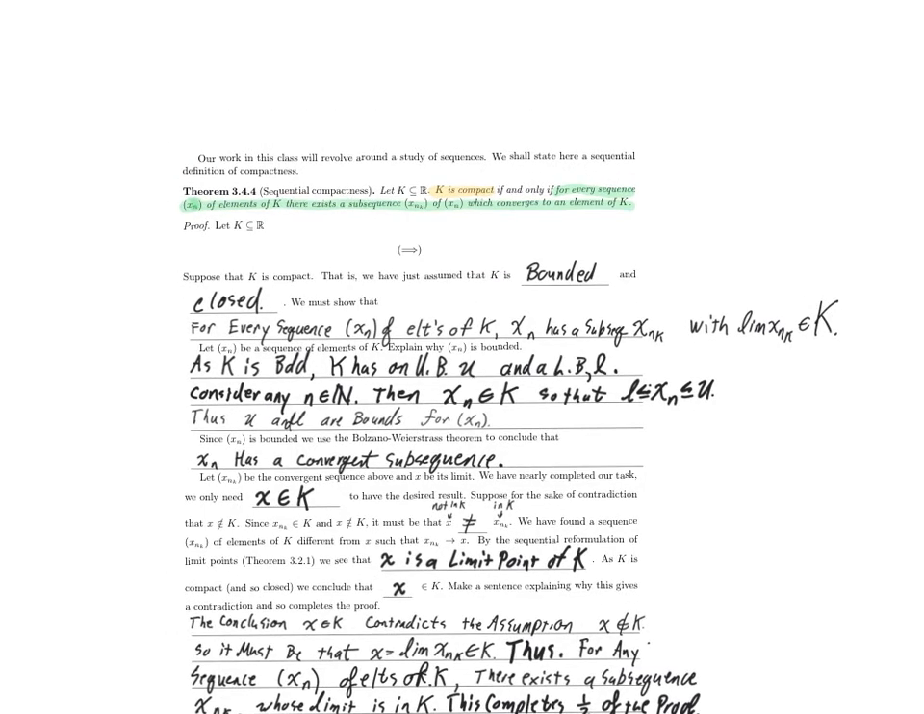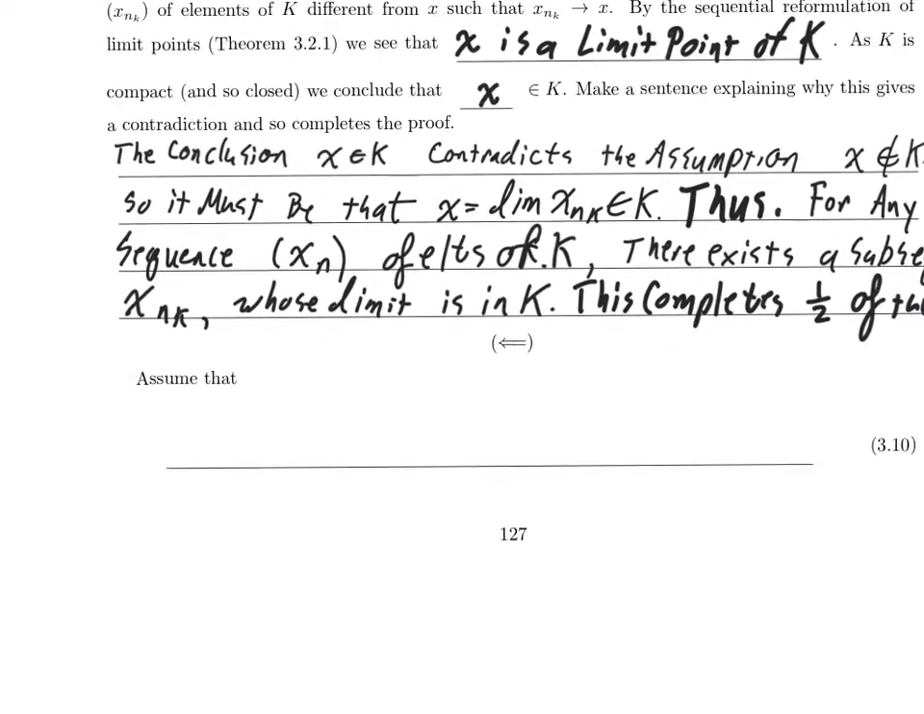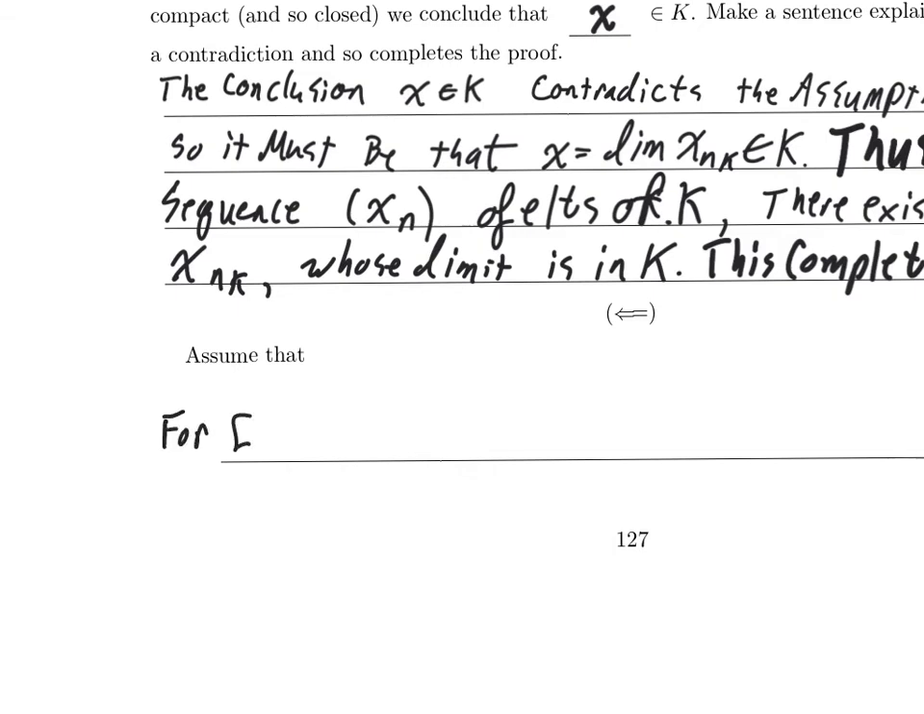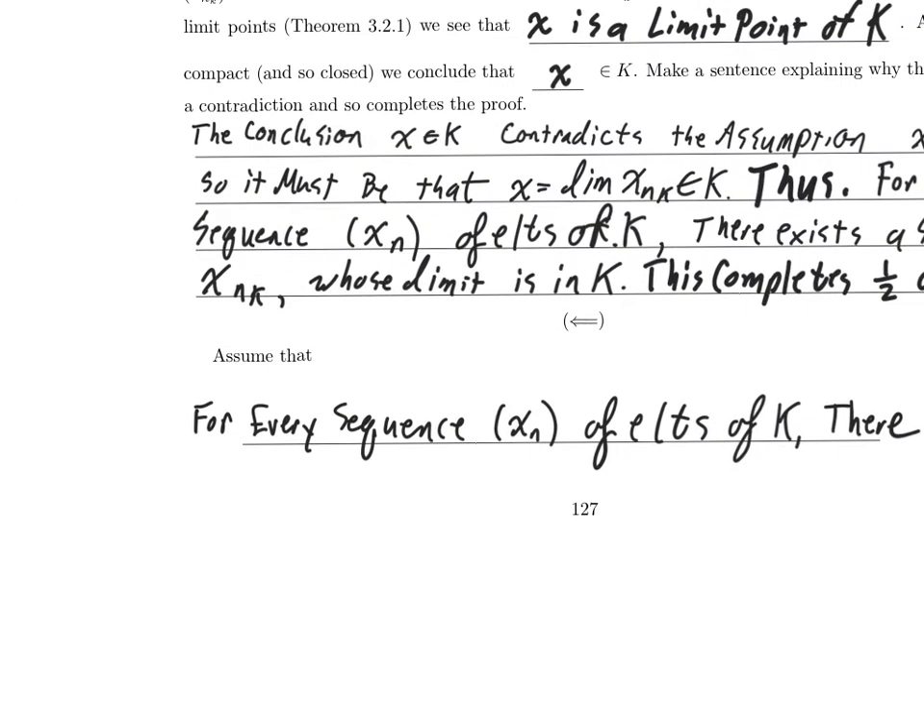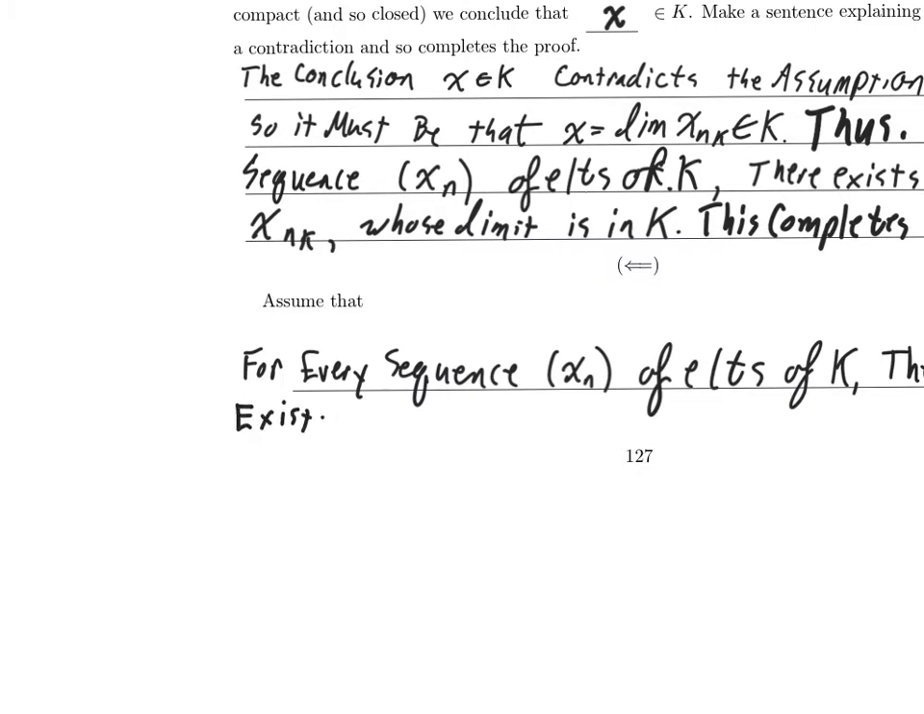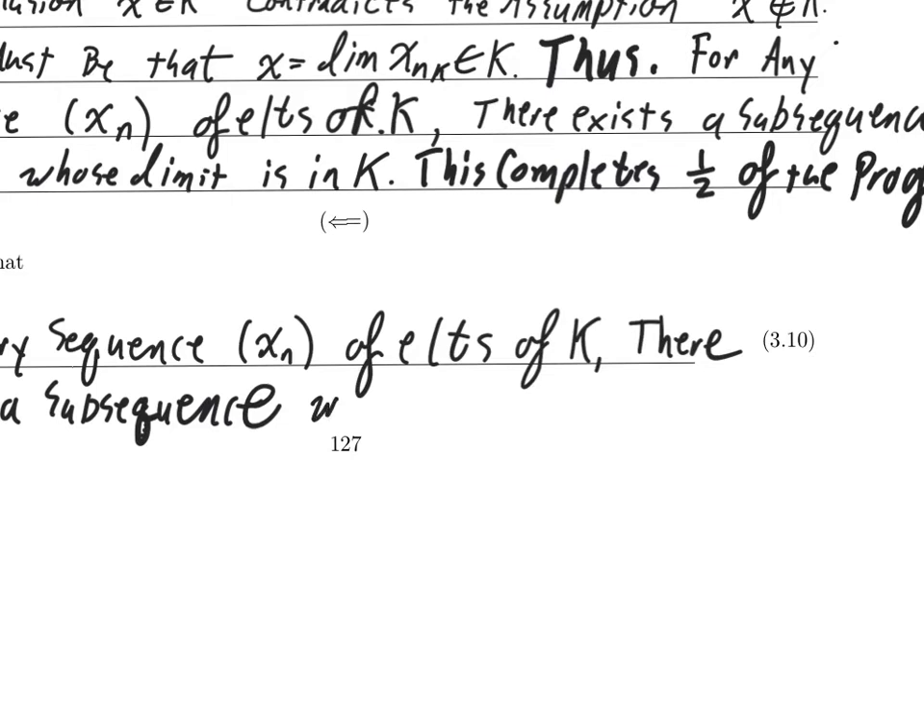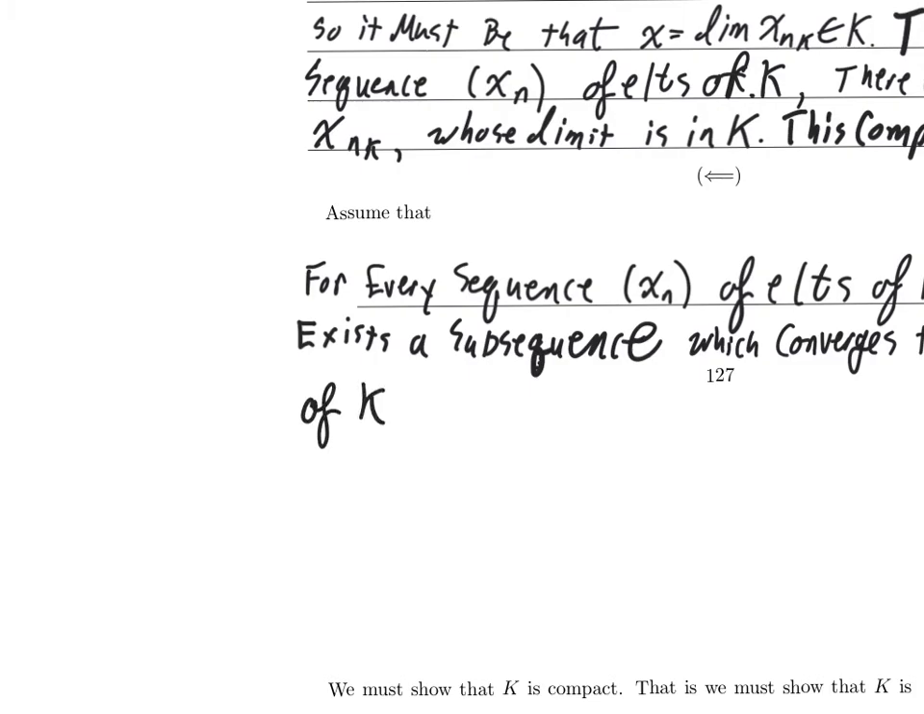Let's assume the thing in green. Let's assume that for every sequence x sub n of elements of K, there exists a subsequence of x sub n which converges, but not just converges, which converges to an element of K. So that's what I get to assume.